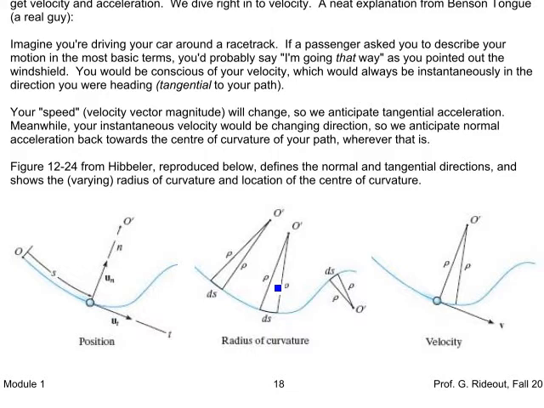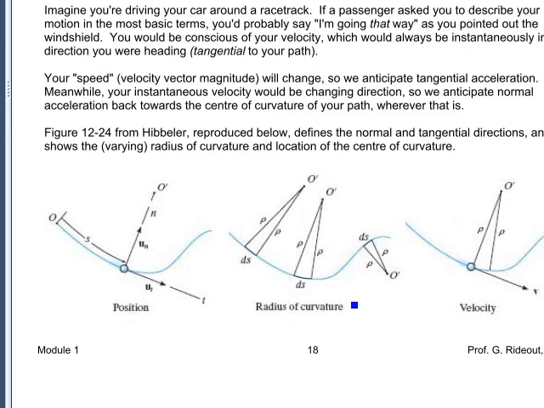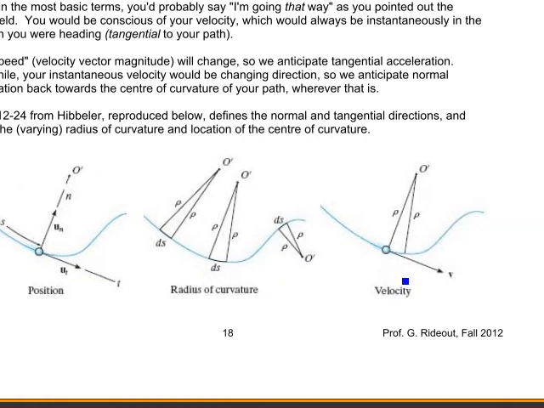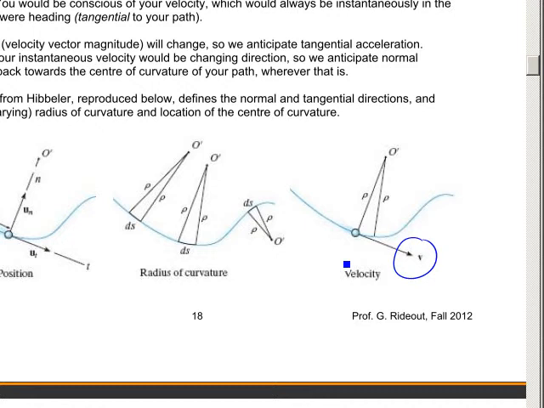So let's think about path coordinates, and we'll worry about a tangential unit vector. Since we always want two perpendicular unit vectors, we'll define a normal unit vector, but it'll always be toward the center of curvature. So we're going to begin by considering the velocity vector, which is in the tangential direction. Here on the bottom, this figure shows the velocity vector that's tangent to the path.